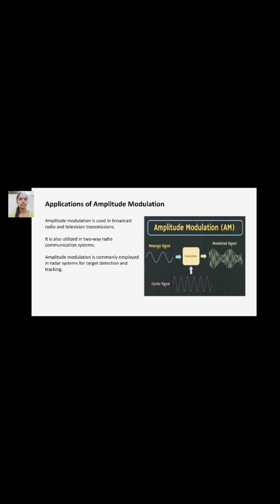Then applications of amplitude modulation. Amplitude modulation is used in broadcast radio and television transmission. It is also utilized in two-way radio communication systems. Amplitude modulation is commonly employed in radar systems for target detection and tracking. In amplitude modulation, the message signal gets modulated, then the modulated signal is carried through a carrier signal to reach the destination point.